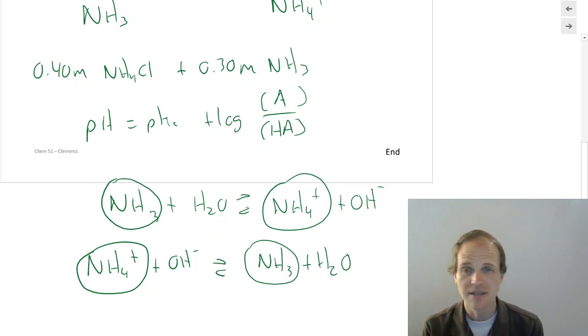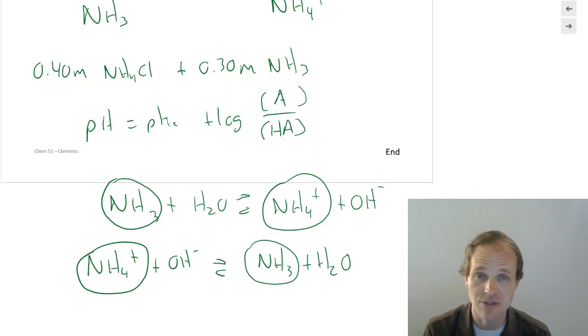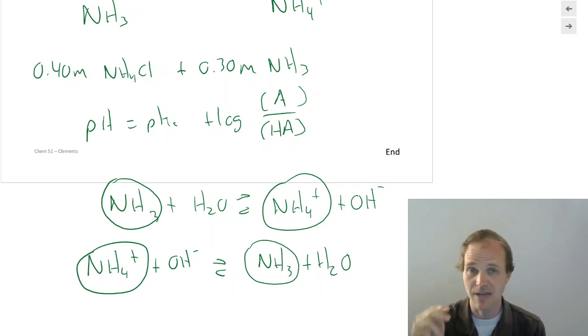Oh, that's interesting. So it turns out we could do the ICE table, and you can actually even derive a Henderson-Hasselbalch type equation. You can look it up on the internet. I don't encourage you to, but you can look it up and find a Henderson-Hasselbalch type equation to use when you have a weak base and its conjugate. But it turns out that the weak base and its conjugate is also a weak acid and its conjugate when you just reverse the reaction.